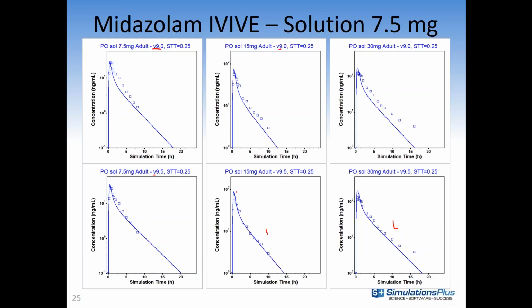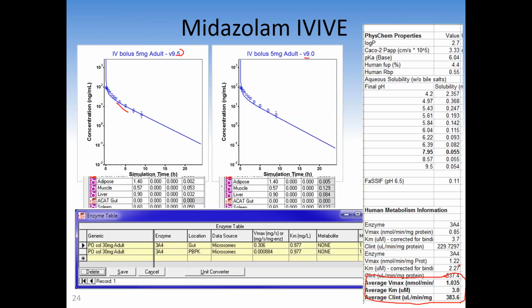Is there any change in the expression levels of the enzymes in the gut and liver, or is it just all due to the FUT changes? It is all just due to FUT. As you see, I didn't point it out in great detail with Midazolam, but you will see with version 9.5, the FUT in liver would be estimated at 3%, while in the previous version it was estimated at 8%.